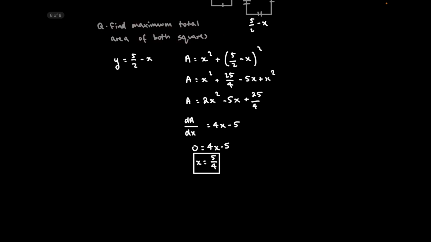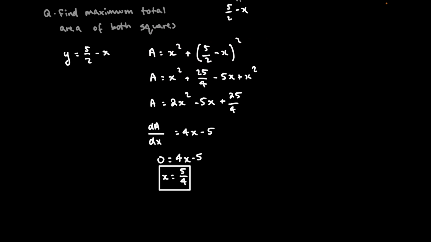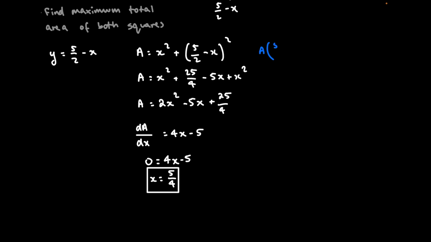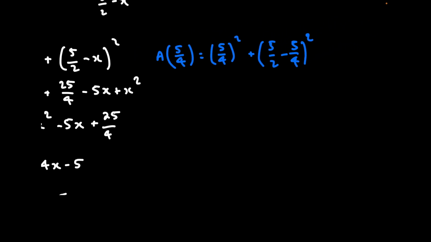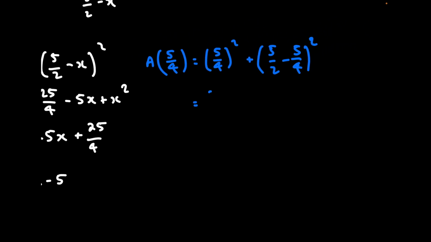So to find the maximum possible area, we need to sub it back into this equation here, because this is the area formula. So area, when x is equal to 5 on 4, that's going to be 5 on 4 squared plus 5 on 2, take 5 on 4 squared. So this is going to be the same as 25 on 16, and plus inside here, this is the same as 5 on 4 squared, which is also equal to 25 on 16. So that would equal 50 on 16, which is also going to be equal to 25 on 8.